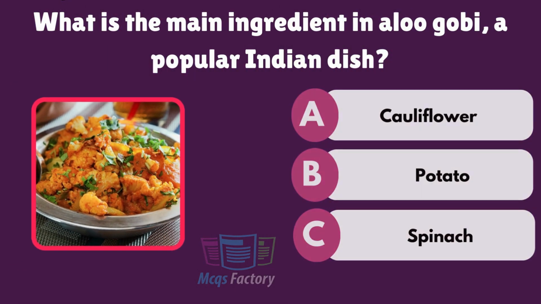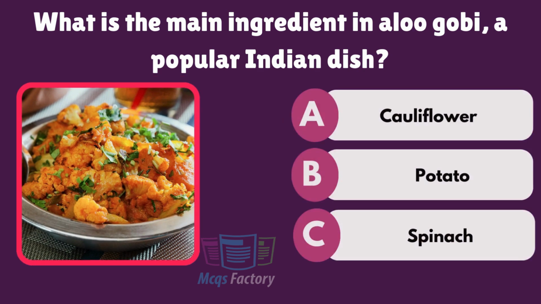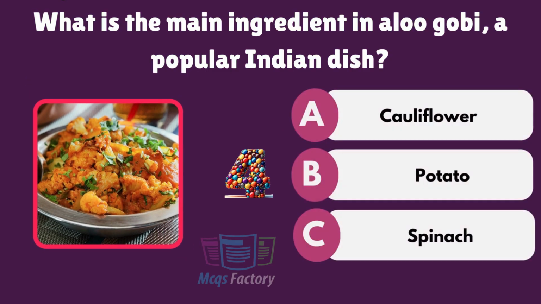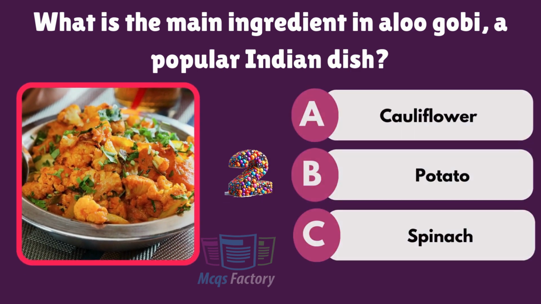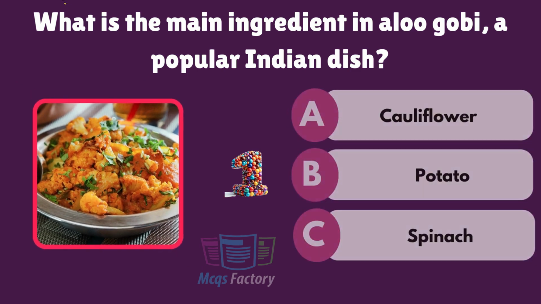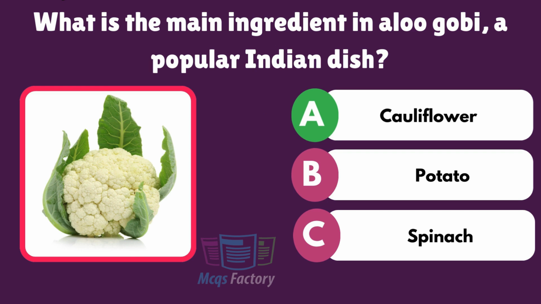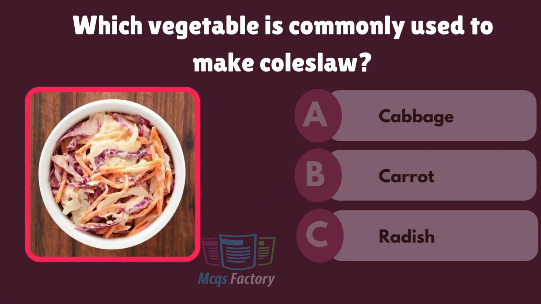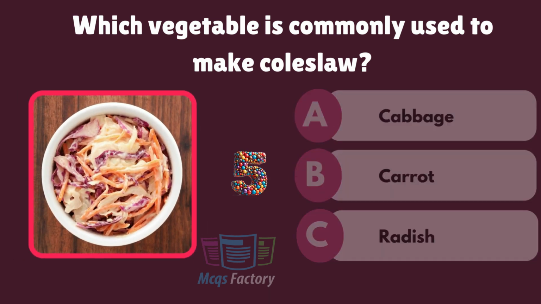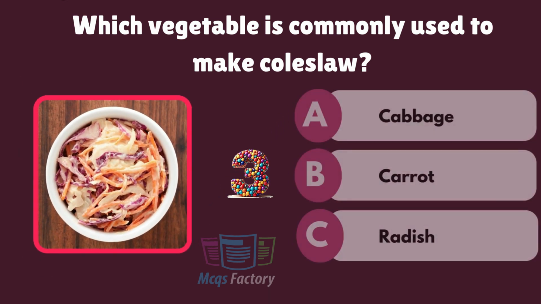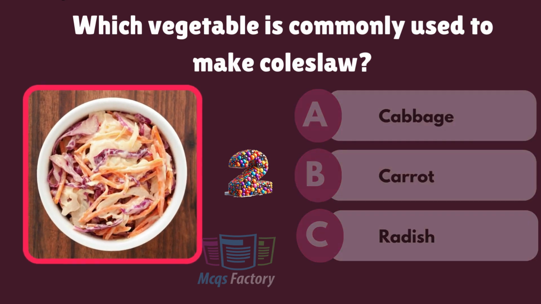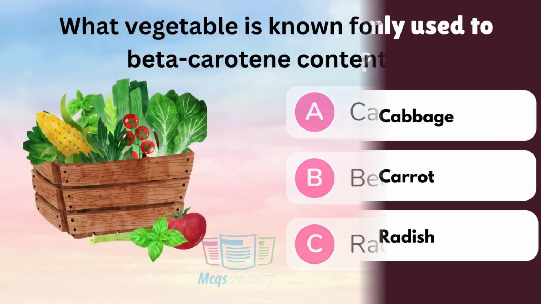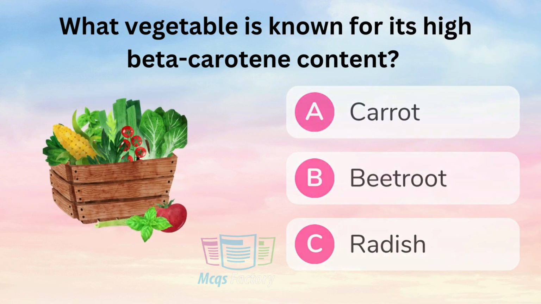What is the main ingredient in aloo gobi, a popular Indian dish? Cauliflower, potato, spinach. 5, 4, 3, 2, 1. Cauliflower. Which vegetable is commonly used to make coleslaw? Cabbage, carrot, radish. 5, 4, 3, 2, 1. Cabbage. What vegetable is known for its high beta-carotene content?